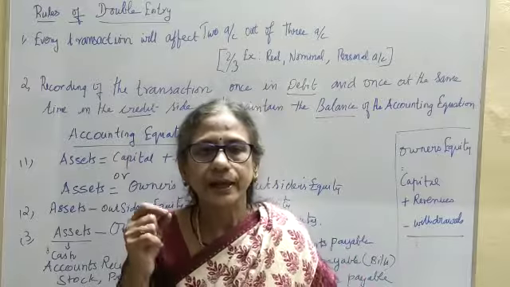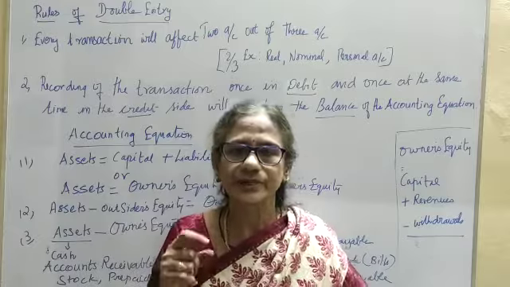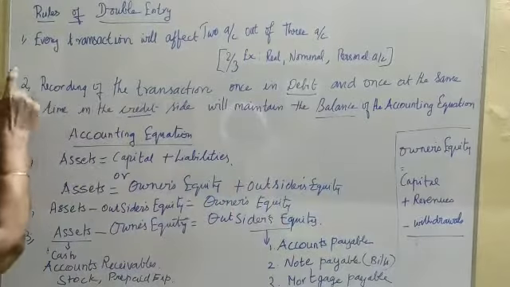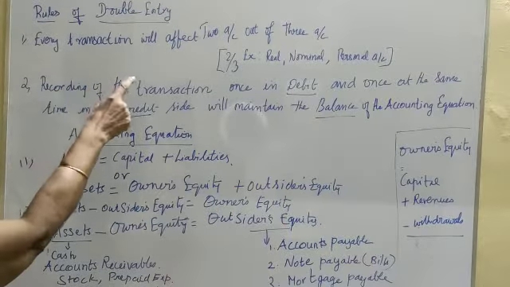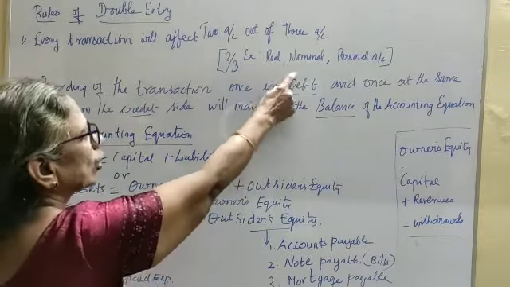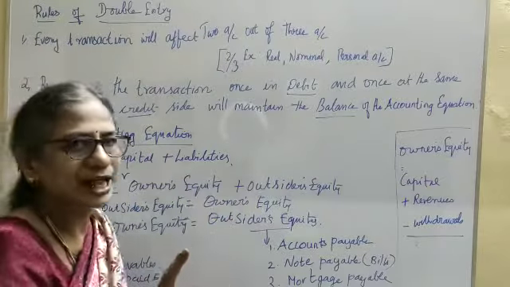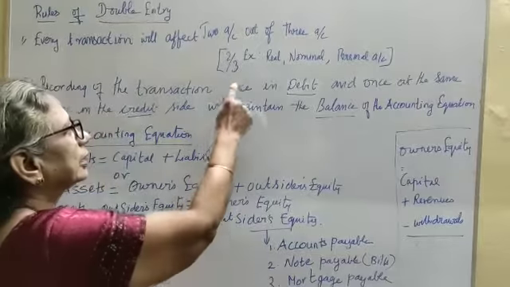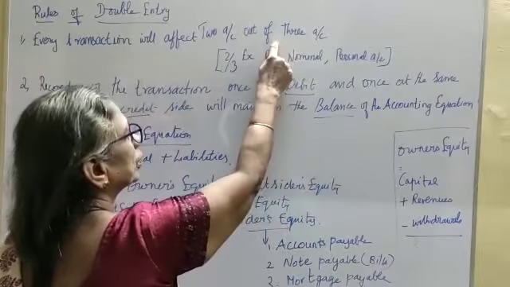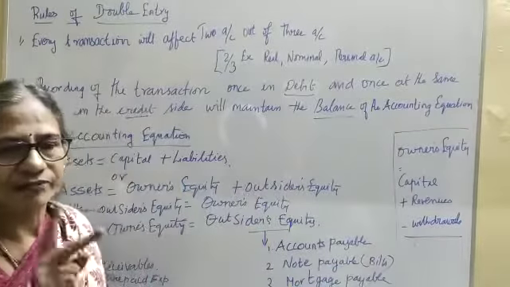Now let us see the double entry system rules. What is the double entry system rule? It has 2 major rules we have to follow. Number 1, every transaction will affect 2 out of 3 accounts. We have seen 3 classification accounts: real account, nominal account, personal account. Every transaction has 2 aspects: one is the debit aspect, another is the credit aspect. It may be a real account and nominal account, or nominal account and personal account, or personal account and real account. Like that, each transaction will affect 2 accounts.